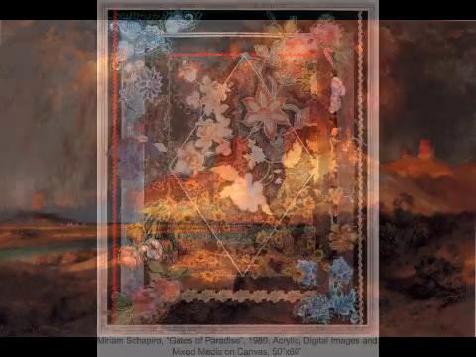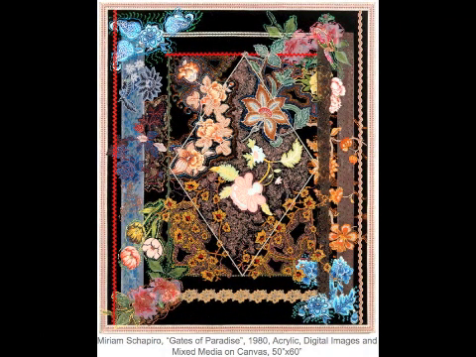Many contemporary artists use pattern and repetition to express visual ideas with references to other cultural traditions. This is work by Miriam Shapiro, who uses fabric and textiles in collage to expand the idea of art acceptance. This is called Gates of Paradise.